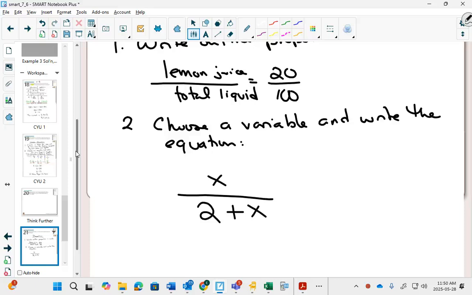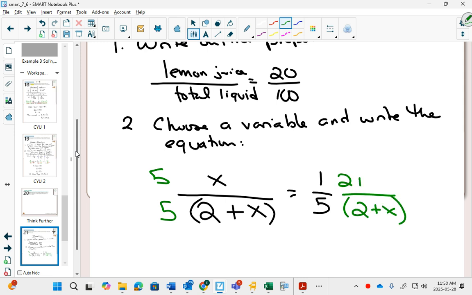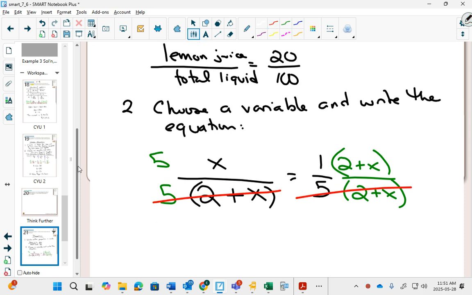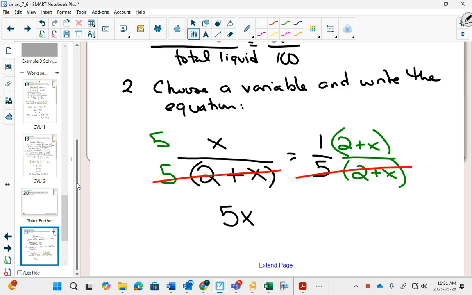And it still needs to equal 20 out of 100. Maybe you reduce this to 2 out of 10, 1 out of 5. And now we have an equation. We need a common denominator. So this first one, I hope you see that you, a 5 and a 5. The second one is missing the 2 plus x. And the 2 plus x. And you can multiply to get rid of your denominators. And we're left with 5x equals 2 plus x.